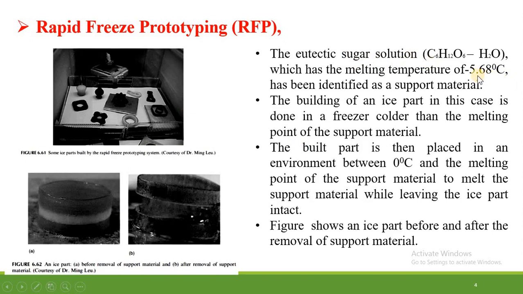We know that the freezing temperature of water is 0 and the freezing or melting temperature of this solution is -5.68. So we can maintain the temperature between 0 and -5 degree centigrade. The building of the ice part in this case is done in a freezer colder than the melting temperature of the support material, as I have discussed. The figure shows an ice part before and after removal of support material. So in rapid freeze prototyping we can see a model is built using water, but this is a very simple shape. We can design complex geometry as well.